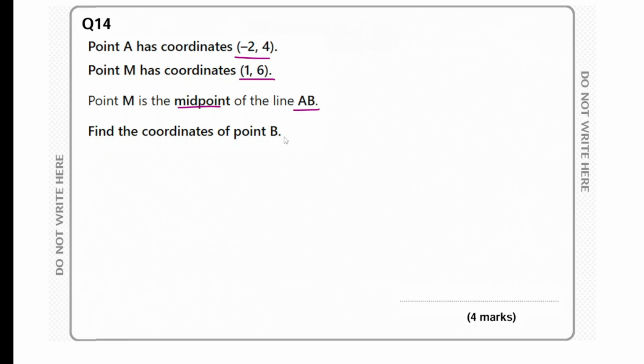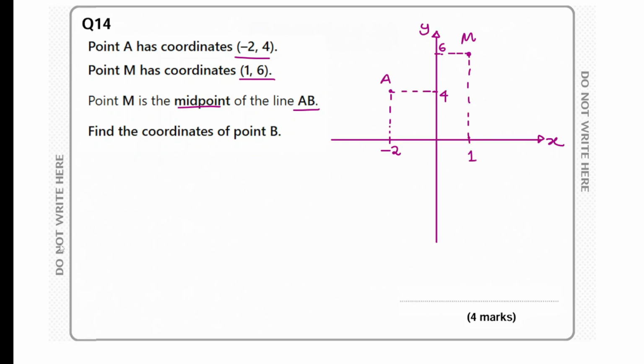Now it's good to draw a diagram so that you can visualize this better. I just mark the points for my diagram. Point A has coordinates -2, 4: -2 here, 4 here. So that's my point A. Point M, which is the midpoint, has coordinates 1, 6. So 1 here, 6 here. So here's my point M. AB is a straight line and it starts from A, passes the midpoint and goes somewhere here. Let's say this is your point B.